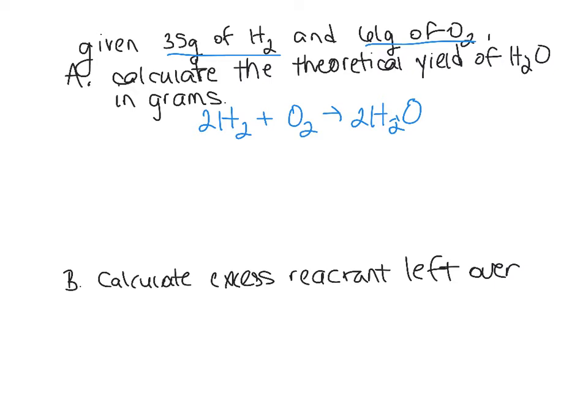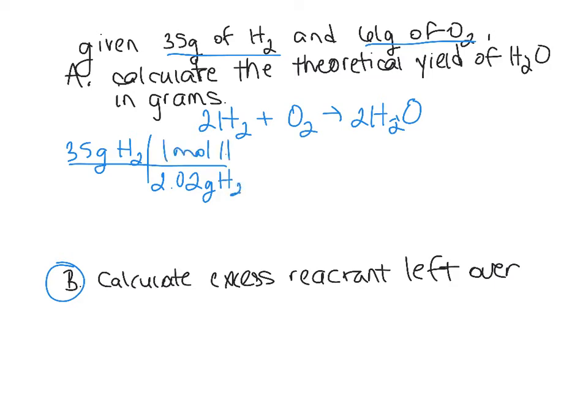Okay, so you would take your first given of 35 grams of H2. And this video is designed that you already know how to do this part. It's just the second part, on calculating excess, that's a little confusing. So I'd use the molar mass of H2 for 1 mole. Then I'm going to use my ratio of 2 moles of H2 to 2 moles of H2O that I'm getting from the balanced equation. And I'm going to go ahead and solve for grams.